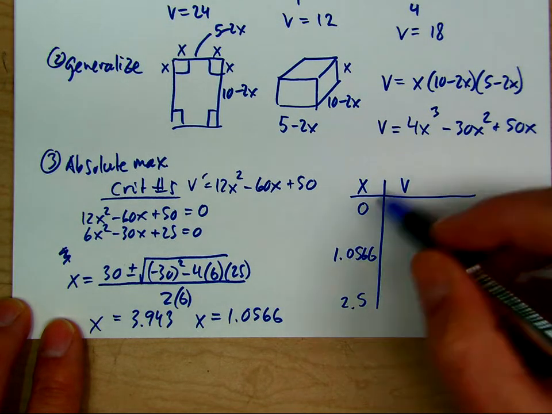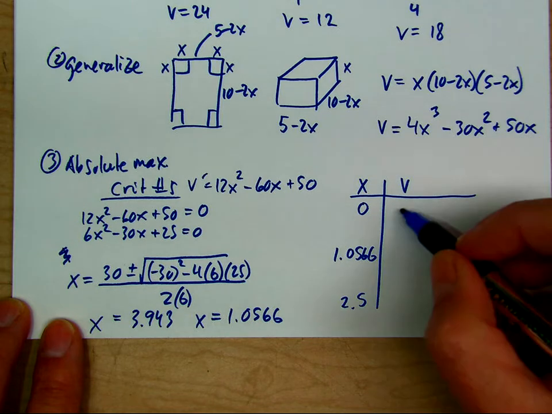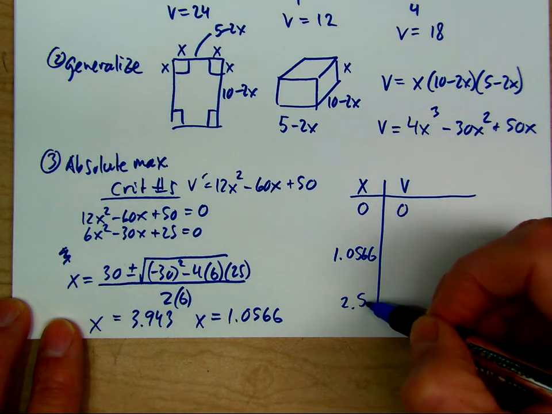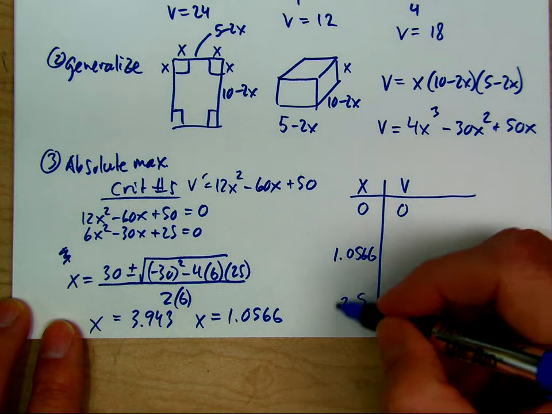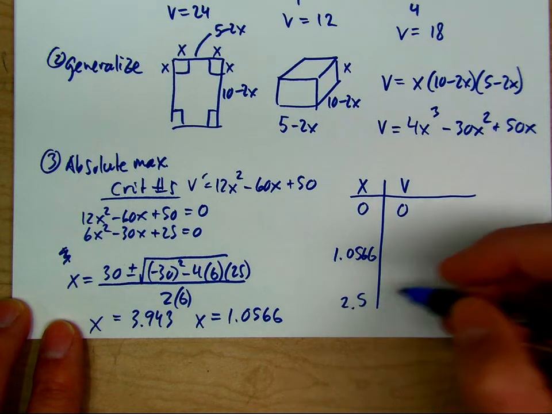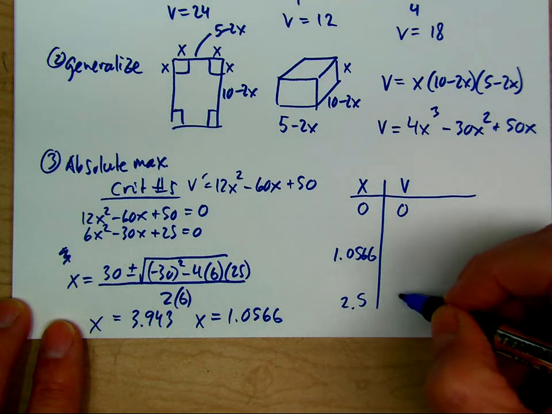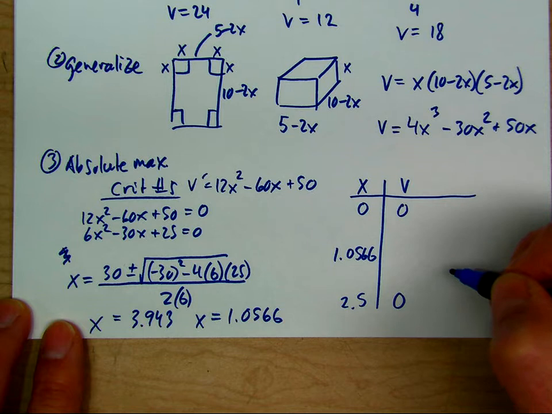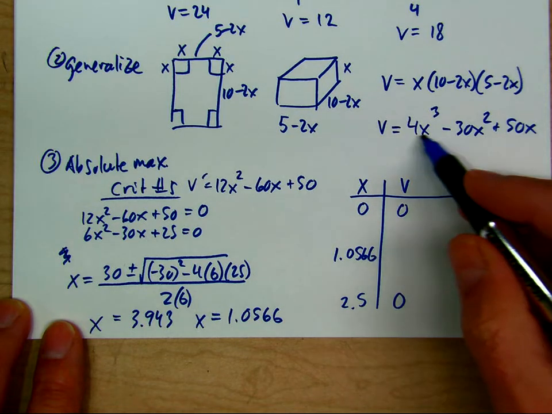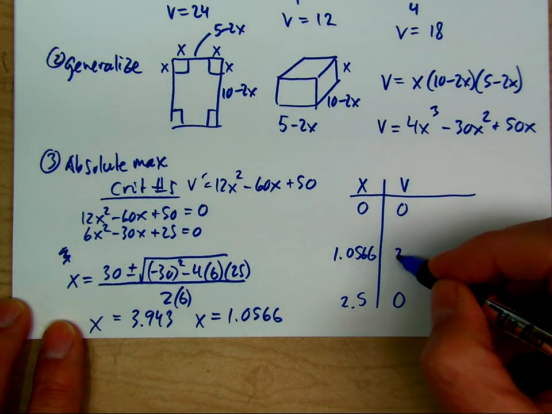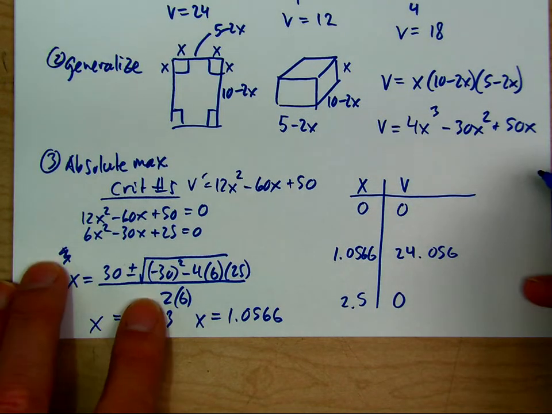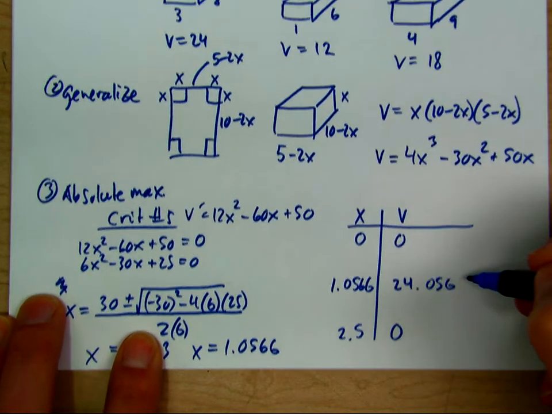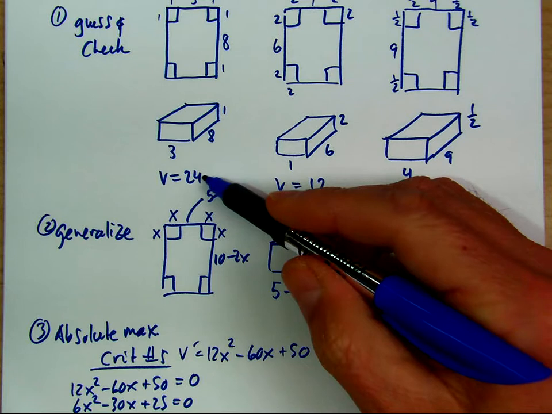When you put a 0 into the volume, you get 0, and without calculating, we know that this would remove the height, it wouldn't have any height at all. So then the volume would be 0 there. When you substitute this into that, we have 24.056. So we got a little larger volume than what we found by guess and check.